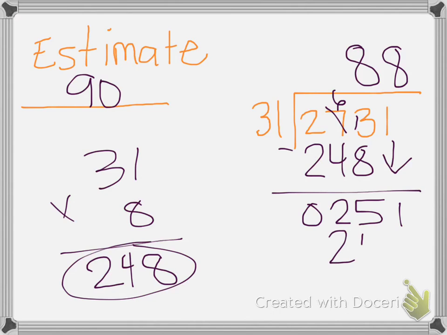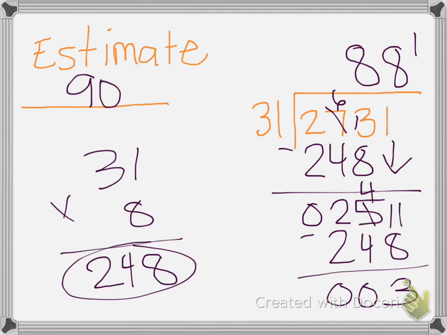So that is 248. Subtract. I can't do 1 minus 8, so I have to borrow. 11 minus 8 is 3. 4 minus 4, 2 minus 2. So your remainder is 3.